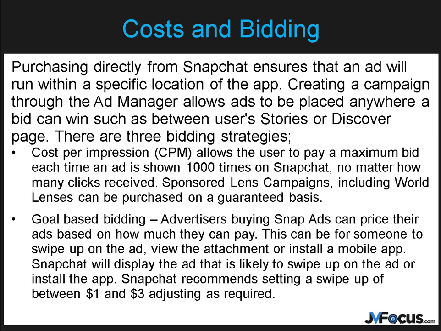Sponsored lens campaigns, including world lenses, can be purchased on a guaranteed basis. Goal-based bidding. Advertisers buying Snap ads can price their ads based on how much they can pay. This can be for someone to swipe up on the ad, view the attachment, or install a mobile app. Snapchat will display the ad to those likely to swipe up on the ad or install the app. Snapchat recommends setting a swipe up of between $1 and $3, adjusting as required.